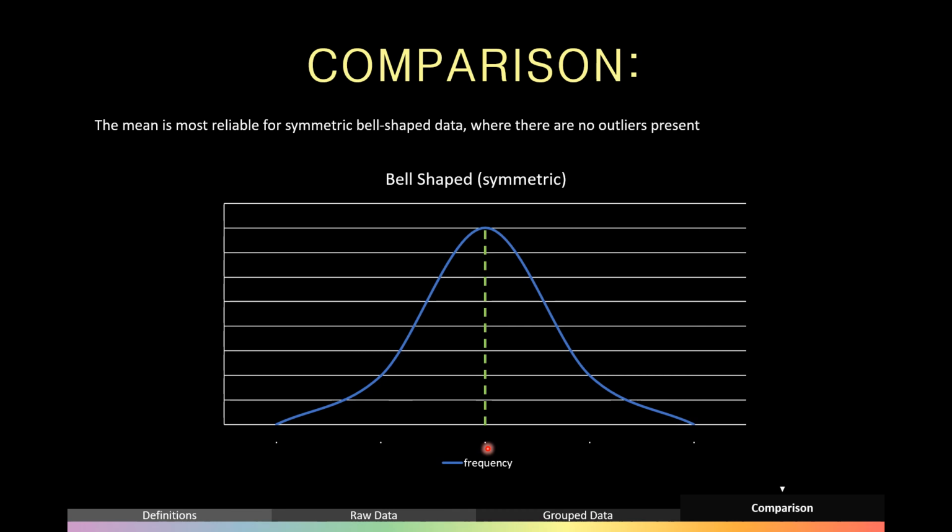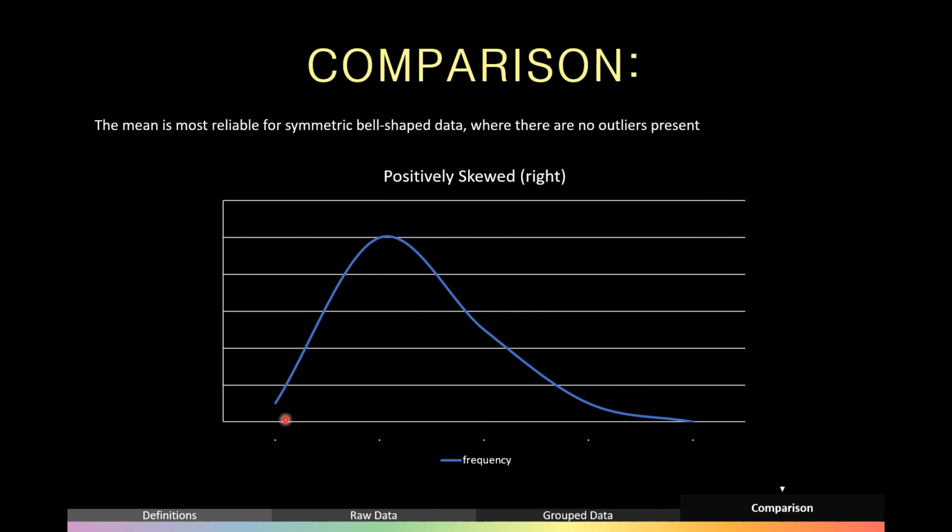If we had a data set where we had a handful of really high values occurring, it would cause the shape to now pull to the right. Okay? And we would refer to that as positively skewed data. So as you can see, this was the original shape, but because we had these really high values occurring, it caused the data to pull to the right.